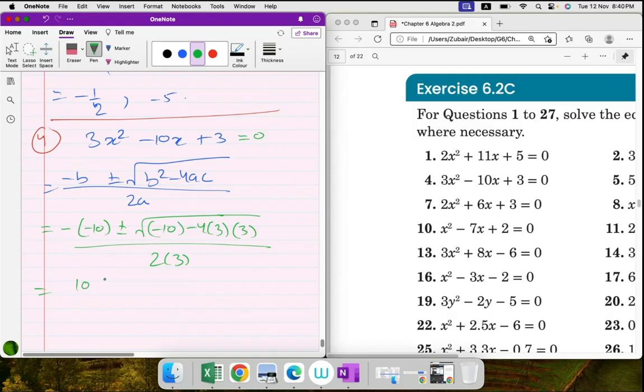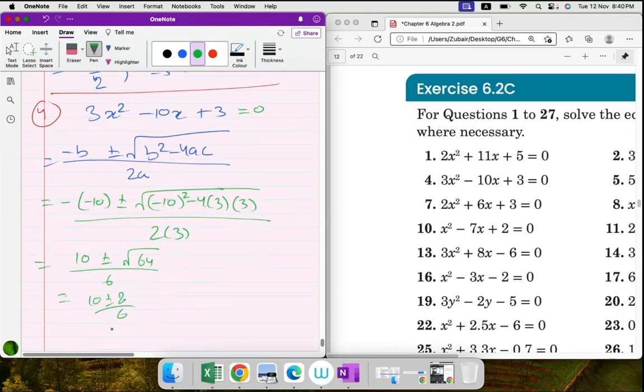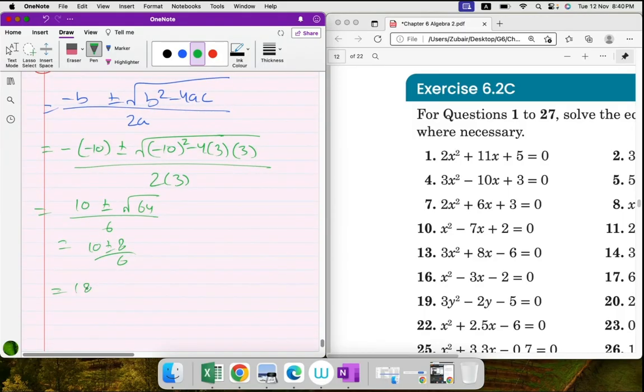So this is 10 plus minus. Again, I'm using the calculator, and I forgot to put that square. So 10 square is 100 minus 4 into 3 into 3, I'm getting 64. Square root of 64 over 6. So 10 plus minus 8 by 6. 10 plus 8 is 18 by 6. 10 minus 8 is 2 by 6. We simplify, this is 3 and 1 by 3.